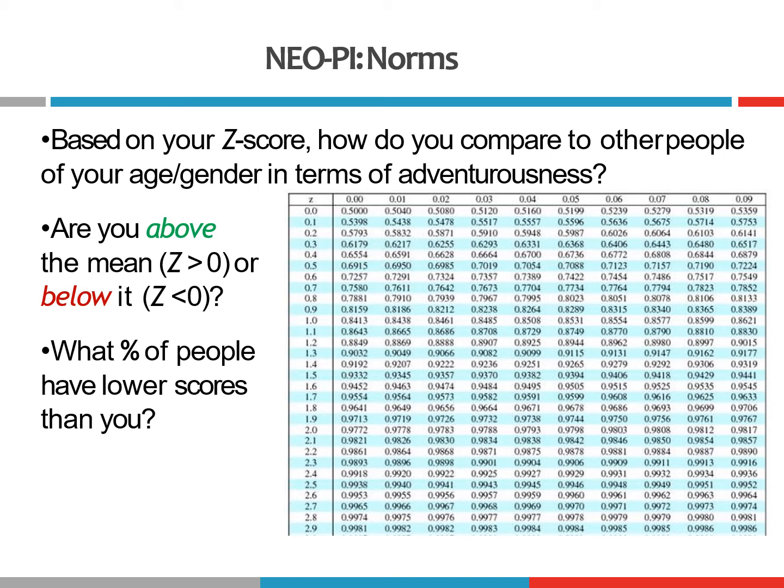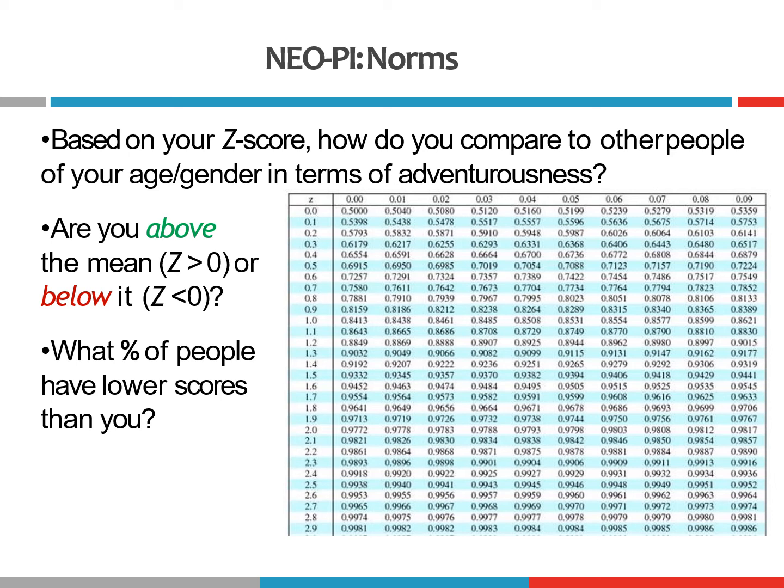Okay, so now based on your Z-score, I want you to find out how you compare to others in the population who have your same age and gender norms. Based on the sign of your Z-score, are you above the mean? If your Z-score is greater than 0, you're above the mean, or are you below the mean if your Z-score is negative? And by the way, if your Z-score is negative or above 2.9, you're going to have to look at the table handout.